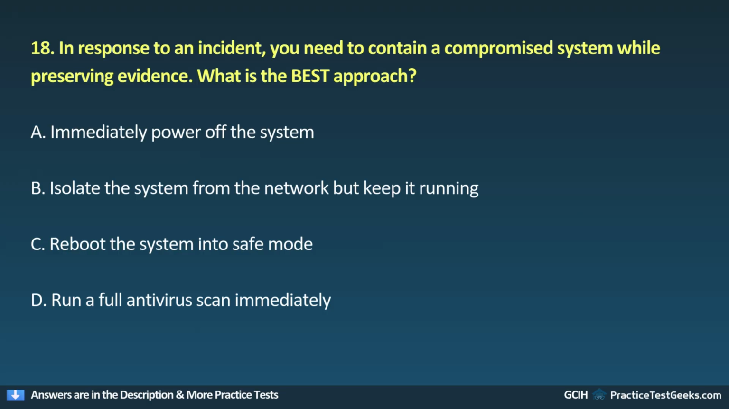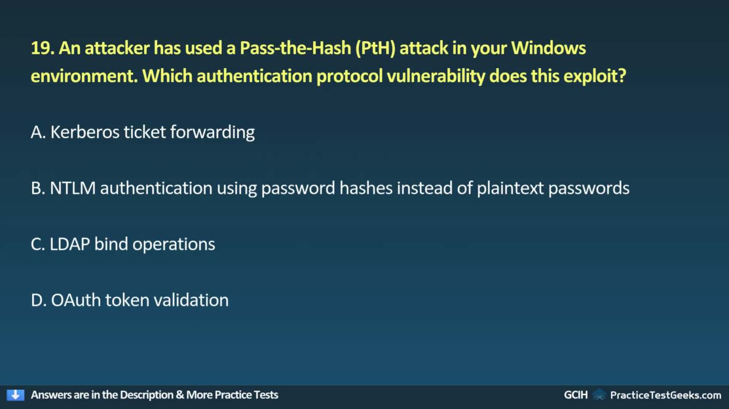18. In response to an incident, you need to contain a compromised system while preserving evidence. What is the best approach? A. Immediately power off the system. B. Isolate the system from the network, but keep it running. C. Reboot the system into safe mode. D. Run a full antivirus scan immediately.